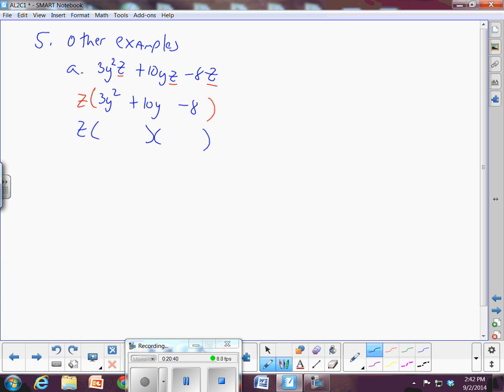All right, remembering what to do? How do you start off? Okay, hopefully you said I've got to take the front term and I need two things that multiply to 3y squared. Well, that's a 3y and a y.